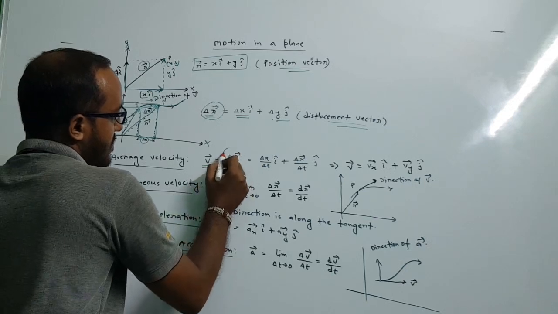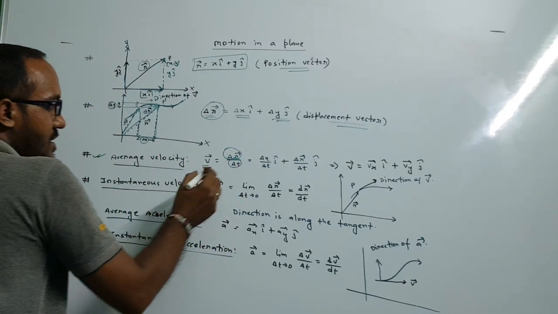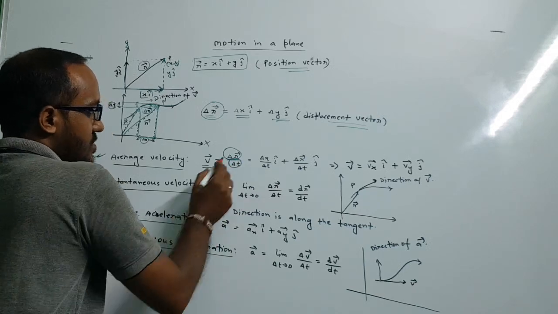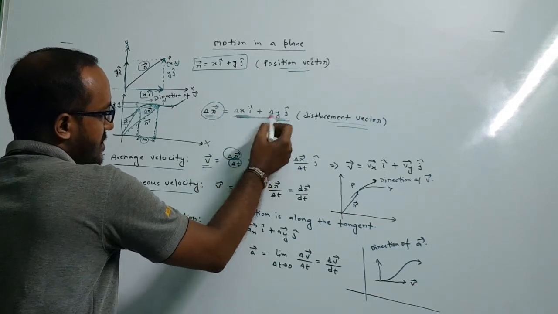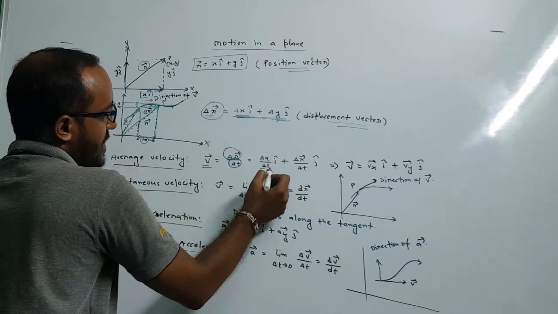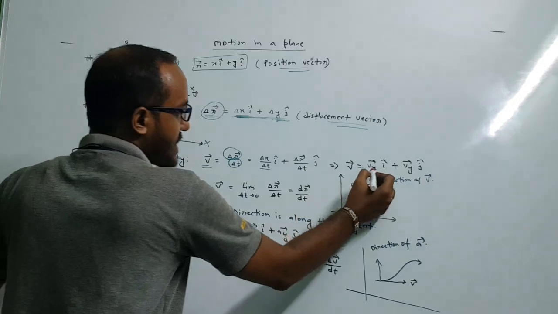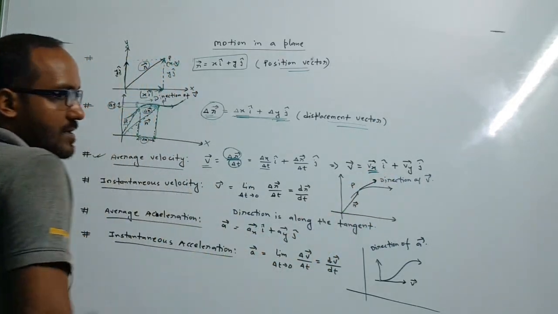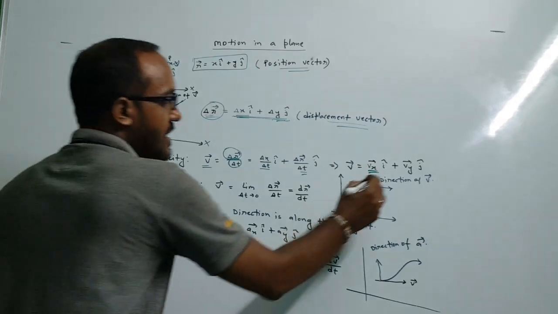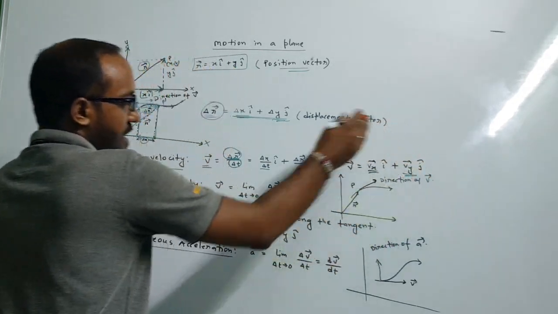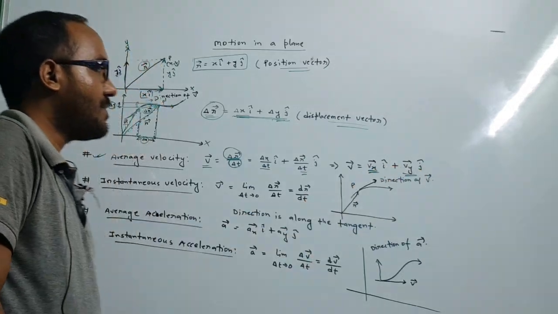Now move forward to average velocity. Average velocity is the rate of change of position vector or displacement vector in unit time. So delta r vector by delta t. Delta r vector is this, divided by t. So delta x by delta t i cap, delta y by delta t j cap. Delta x by delta t is your x component in the x direction, and delta y by delta t is your y component of the particle in the y direction. So this is your i cap and j cap.